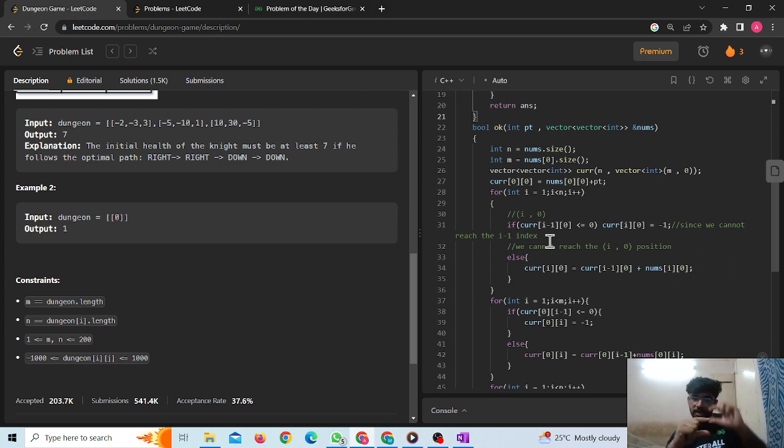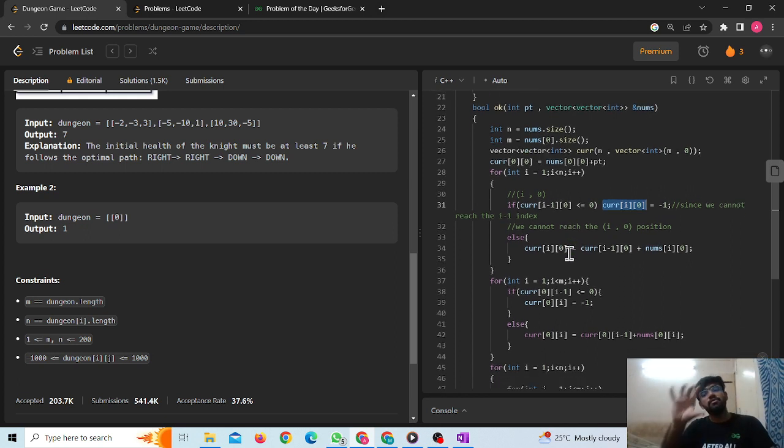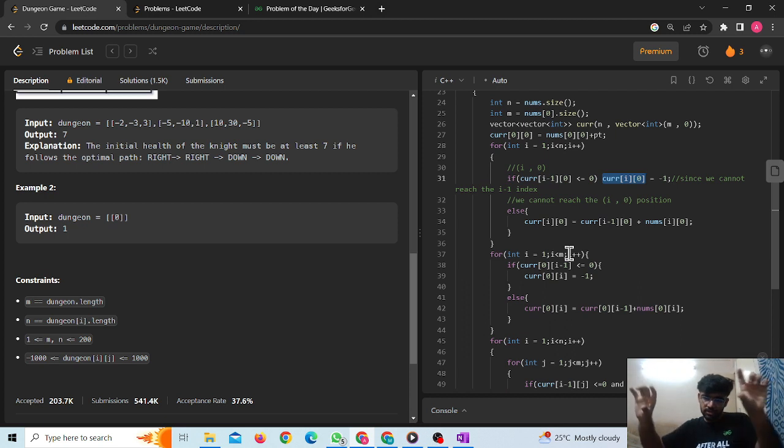If I am standing at this position, how can I reach this position? I can simply reach this position by using the upper block. If the upper block is itself negative, I won't be able to reach the i comma 0 block, so I will simply put -1 over there. However, if it is a positive value, we will use this value plus nums of i comma 0 and store it in my dp i comma 0. Actually, current of i comma 0 is our dp vector. Similarly, we will fill this column, and the first row.